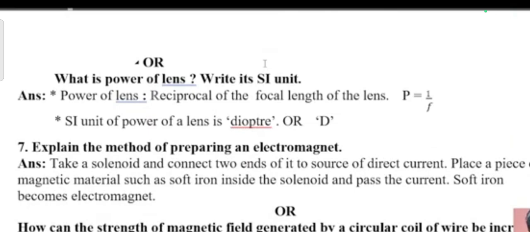Next question. What is the power of a lens? Write its SI unit. Power of lens: the reciprocal of the focal length of a lens is called the power of the lens. SI unit is diopter.